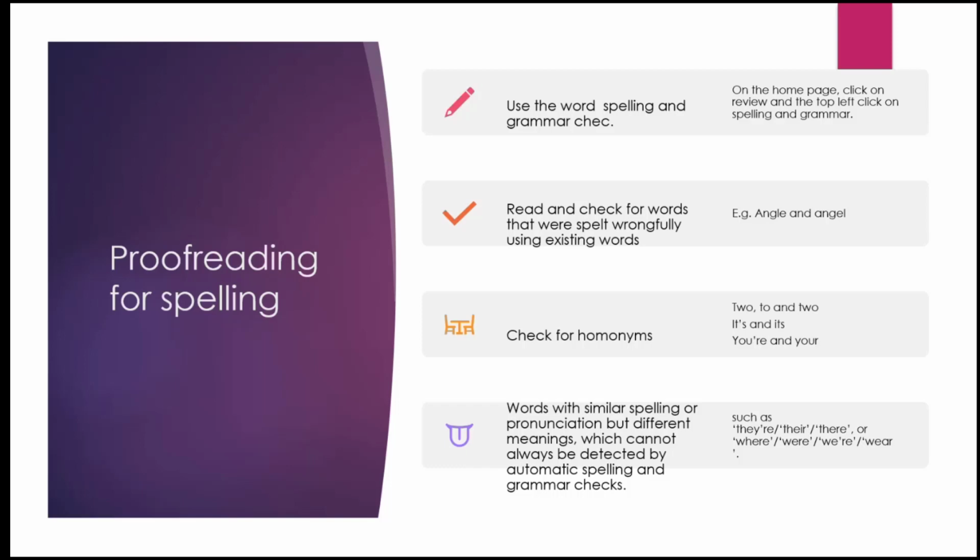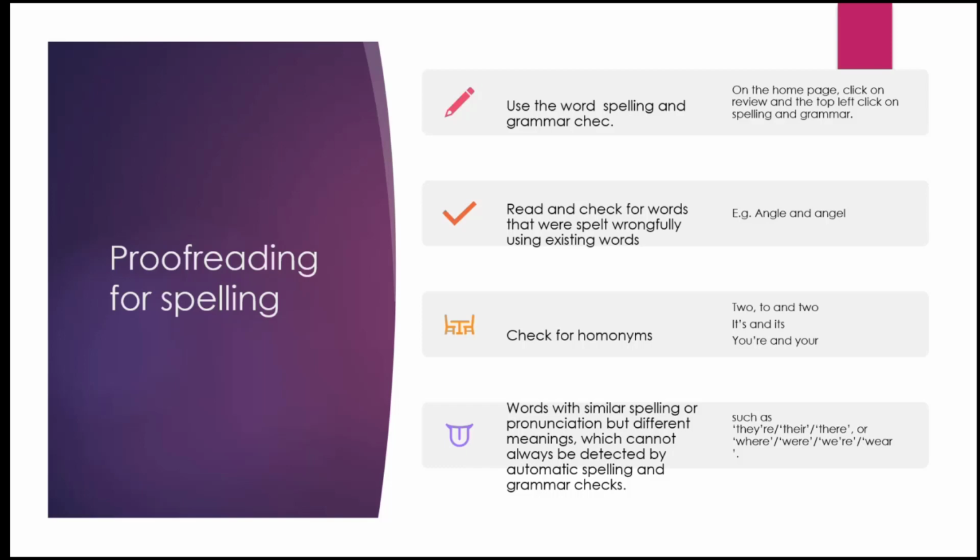Then there's "its" and "it's". One is the contraction, "it's", to mean "it is". And the other one is the possessive, it's my book. They're both correct, but one will be wrong depending on the sentence. "You're" is the contracted form of "you are", and "your" is the possessive form of "you". So your book, you're going to school. But the word check will not pick this as wrong. That is why you cannot rely on word checks.